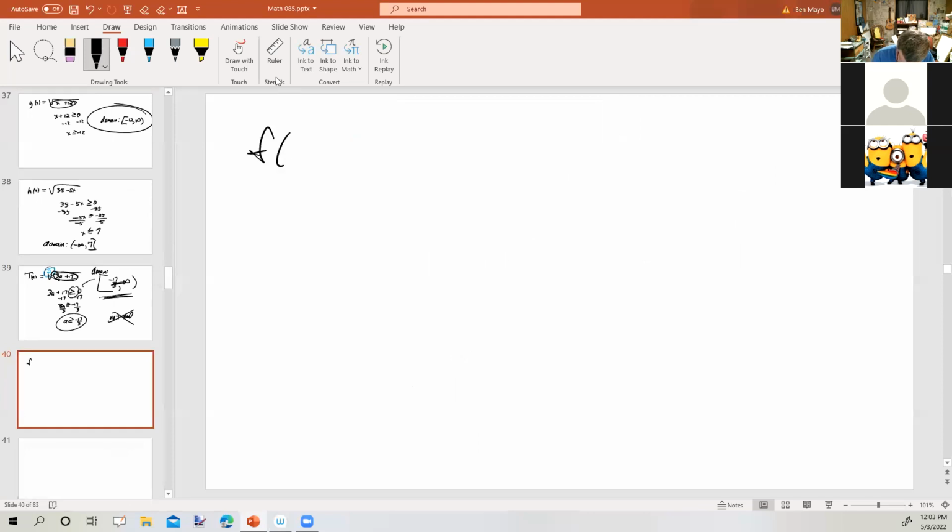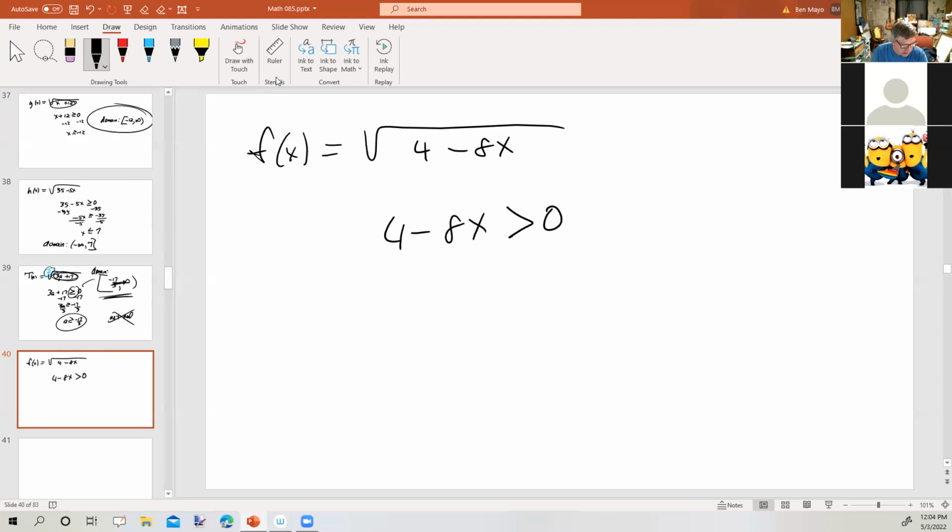Let's see. F of x equals the square root of 4 minus 8x. Okay. I'm taking an even root. So the radicand, the stuff inside, can't be negative. That would make it positive if it was greater than 0, and that would make it 0 if it was equal to 0. It can be positive. It can be 0. It can't be negative. You can't take an even root of a negative number. That's why the radicand has to be greater than or equal to 0.